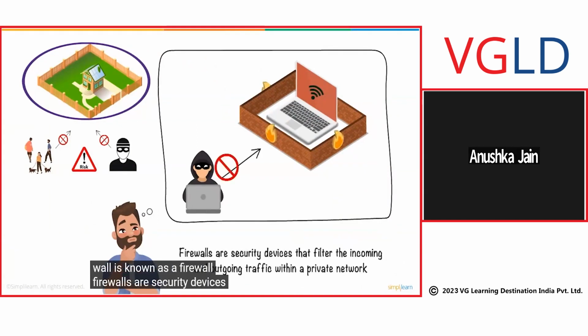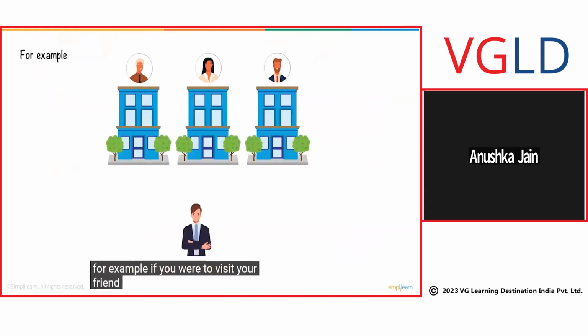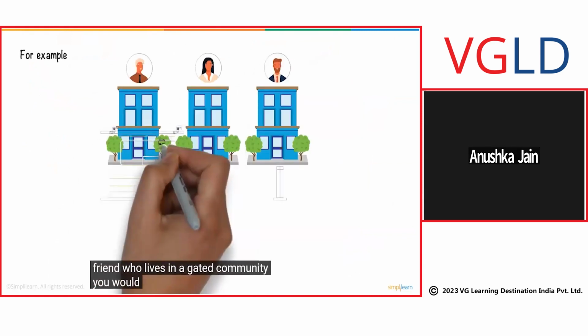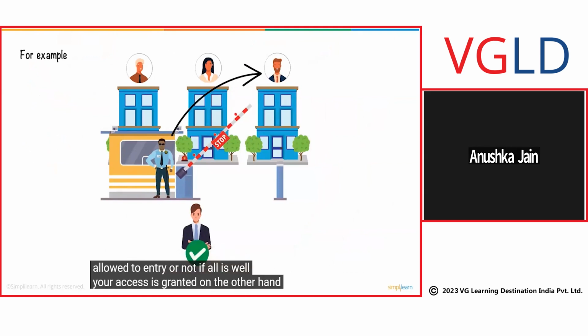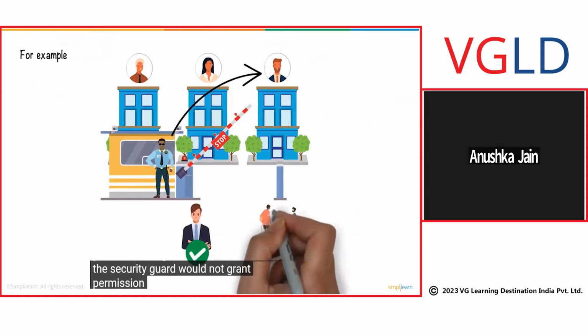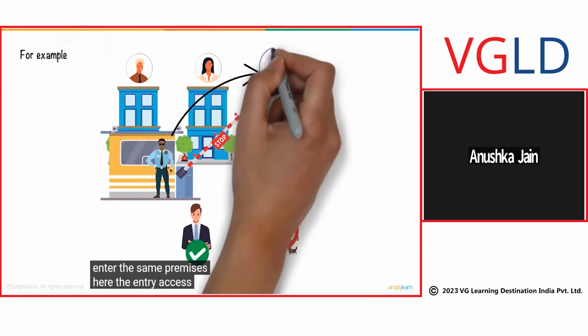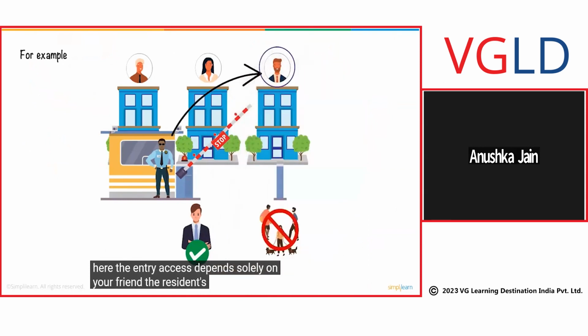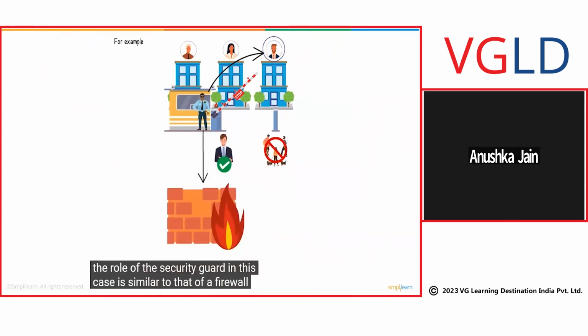Firewalls are security devices that filter the incoming and outgoing traffic within a private network. For example, if you were to visit your friend who lives in a gated community, you would first take permission from the security guard. The security guard would check with your friend if you should be allowed entry or not. If all is well, your access is granted. On the other hand, the security guard would not grant permission to a trespasser looking to enter the same premises. Here, the entry access depends solely on your friend, the resident's discretion. The role of the security guard in this case is similar to that of a firewall.